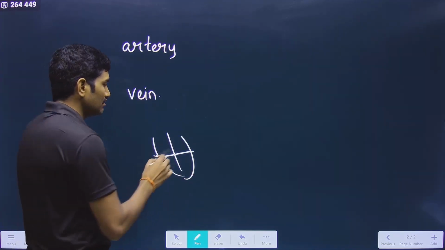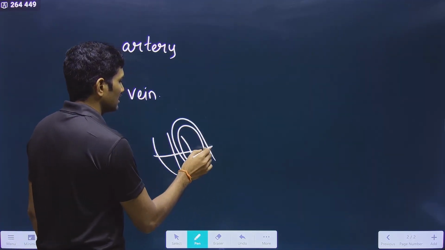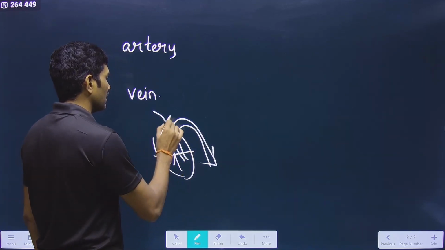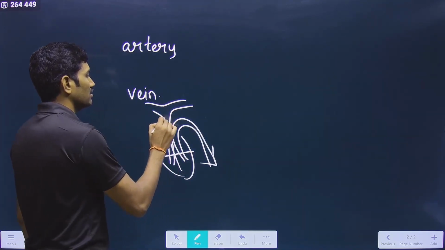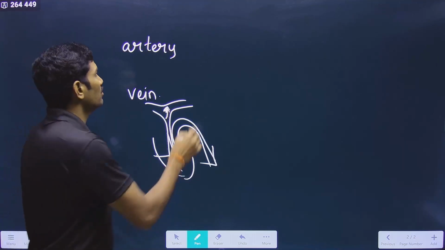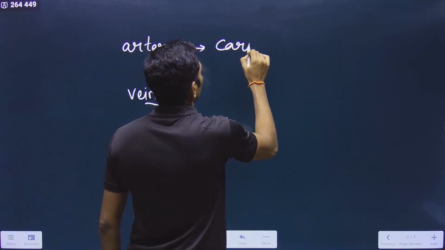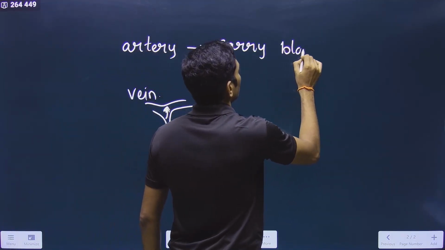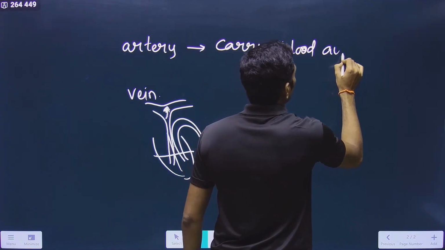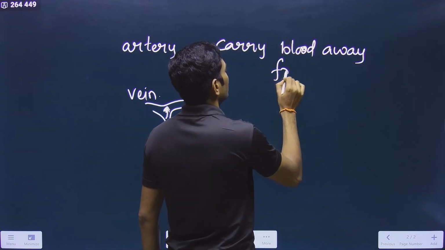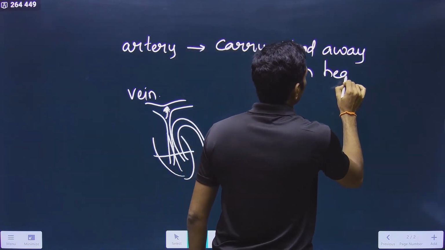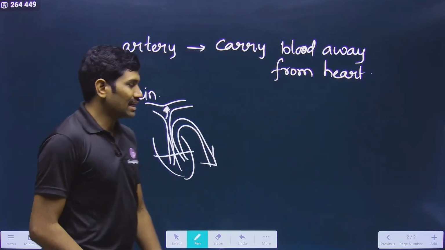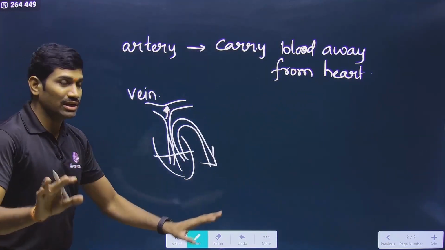There are some blood vessels that are carrying blood away from the heart. So these are carrying blood away from the heart. Please remember this one, very, very important. Arteries are carrying blood away from the heart. For this there is no exception.